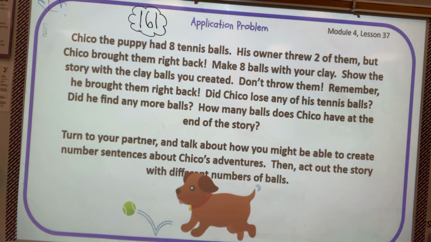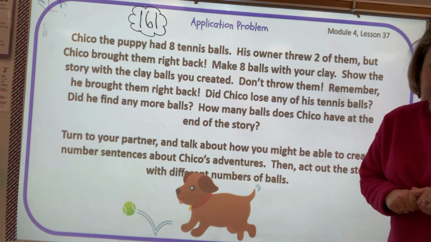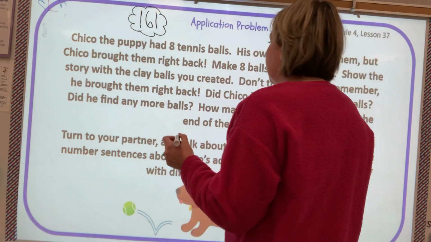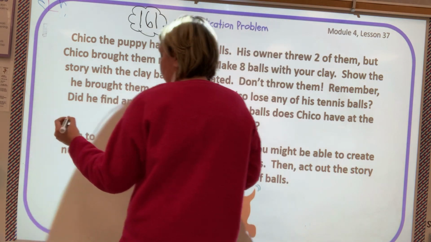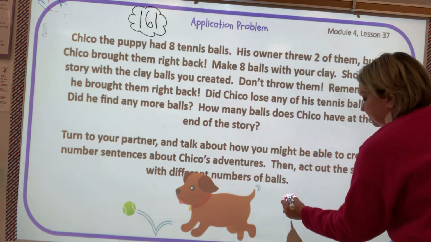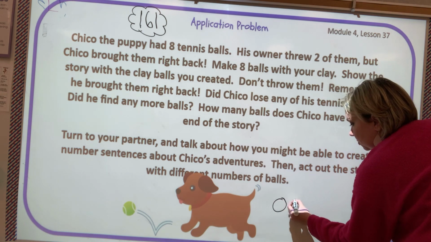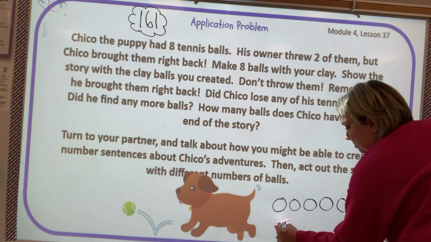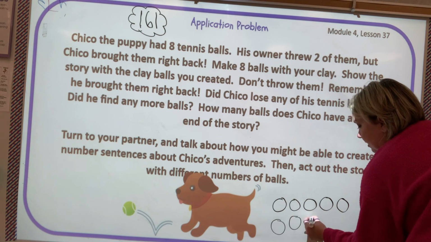Okay. Chico the puppy had 8 tennis balls. Look, isn't he cute? His owner threw 2 of the balls, but Chico brought them back. It says make 8 balls with clay, but we can use cubes or you can draw them. So let's do that. Make 8 balls. I'm gonna do mine, I'll do it over here. 1, 2, 3, 4, 5. I'm gonna do mine the 5 group way. 6, 7, 8.